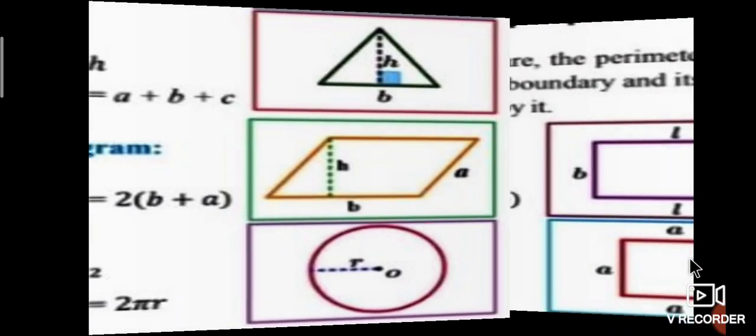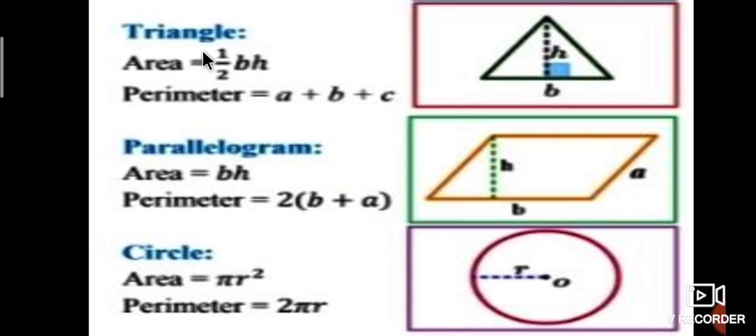Next we are discussing other formulas. Area of a triangle. For common triangles, the area of a triangle is equal to half into base into height. Here this is the base, this is the height. Therefore the perimeter is the sum of the three sides, that is perimeter is equal to A plus B plus C, where A, B and C are the three sides.